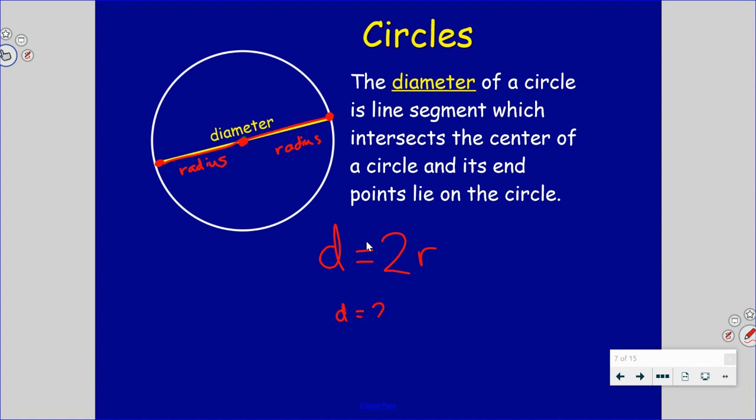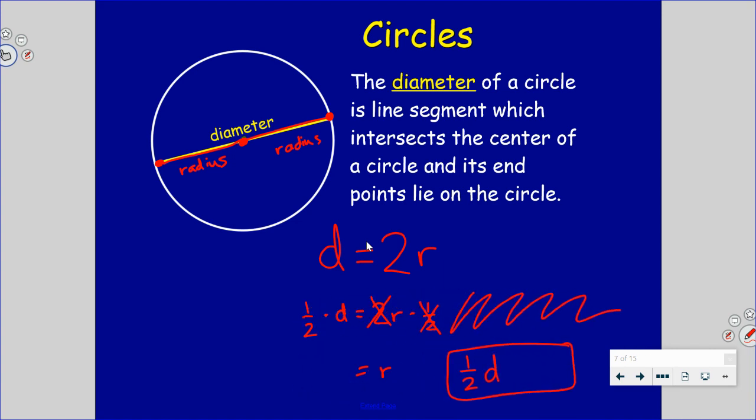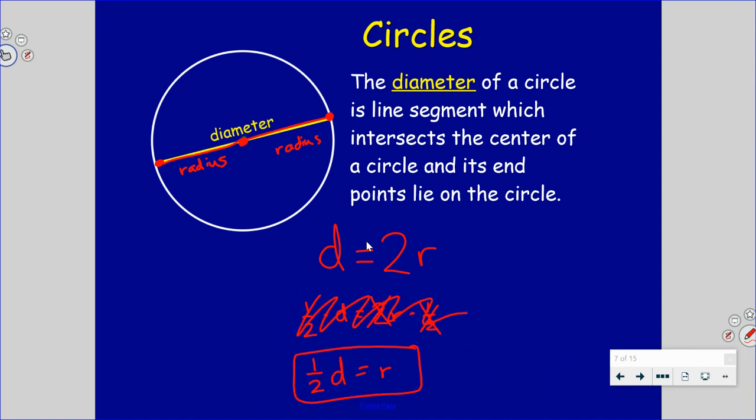What if you want to go the other way? What if, in other words, you want to get rid of that 2 and have it say r equals? Well, you could get rid of the 2 by cutting it in half, and therefore find that if you have the diameter, you could cut it in half to find the radius. If you have the radius, you could double it to find the diameter. And that, ladies and gents, is already half of our objective, understanding the relationship between a circle's radius and its diameter.